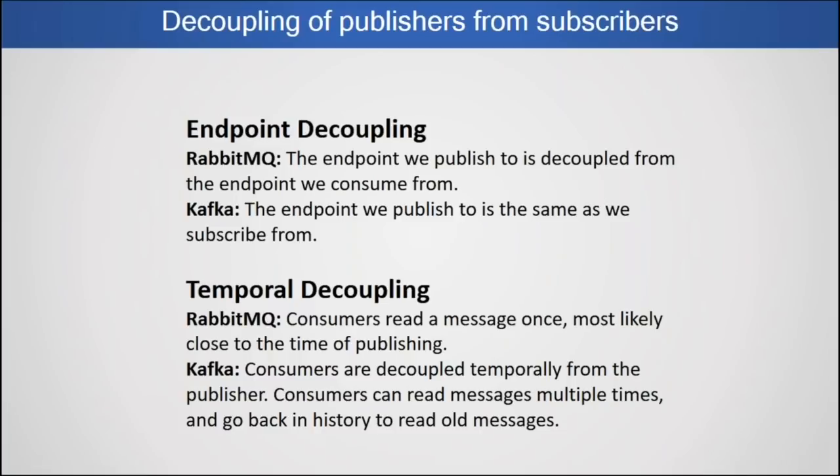Whereas with Kafka, the endpoint we publish to is the same as we subscribe from. Topics in Kafka are shared infrastructure. We cannot optimize a topic for a given application. With RabbitMQ, we can just optimize. Each application can create the routing it wants and optimize that for itself. But with Kafka, everything is shared. So the decisions we make are at more of a global architectural level, and we have to think very carefully.